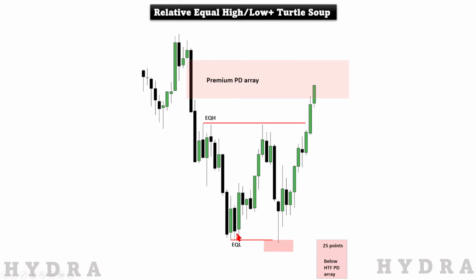So as you guys can see, price had relative equal high here, price left it, didn't clear it, came all the way down, hunted the retail stop. That's where we take our entry. This is our target. So if I was taking this trade, okay, I will take a partial here, and my initial target will be this premium PDRA.